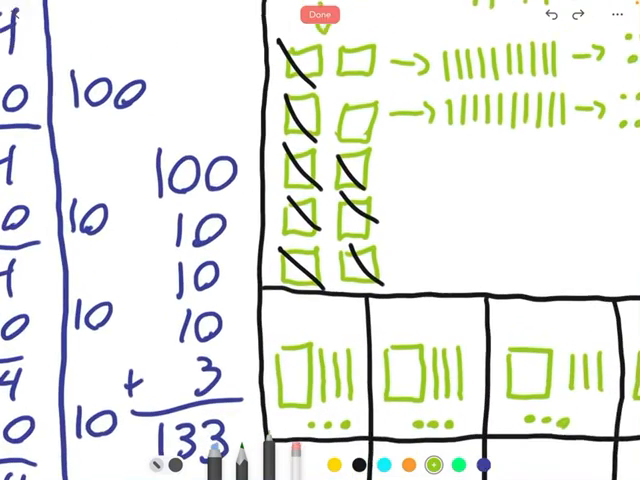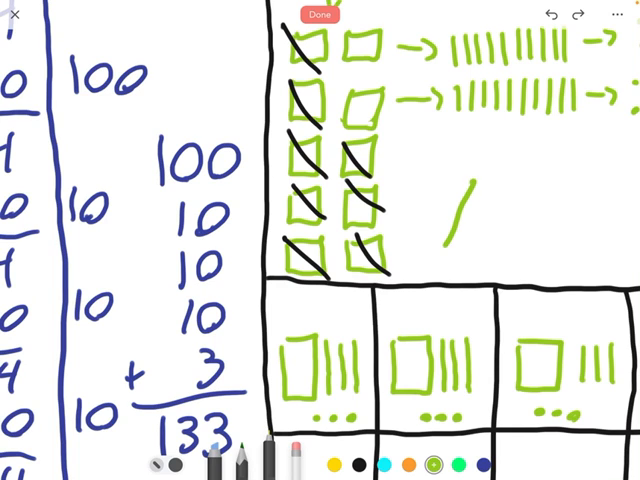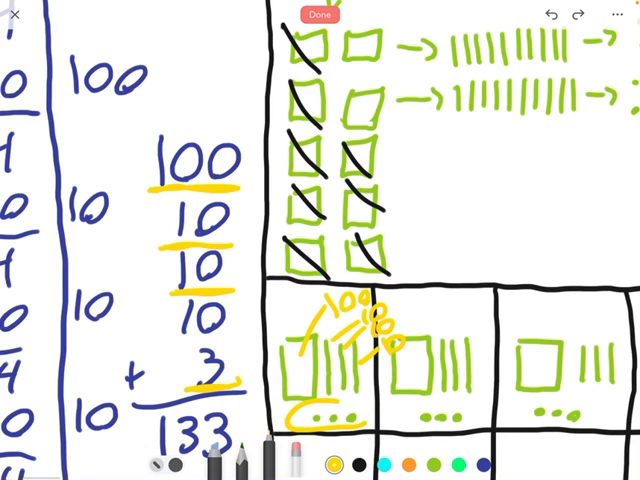So looking at one group of 8, we have a 100 block, just like over here. We have a 10 block, just like over here, another 10, another 10, and then our 3s. So that is the scaffold.